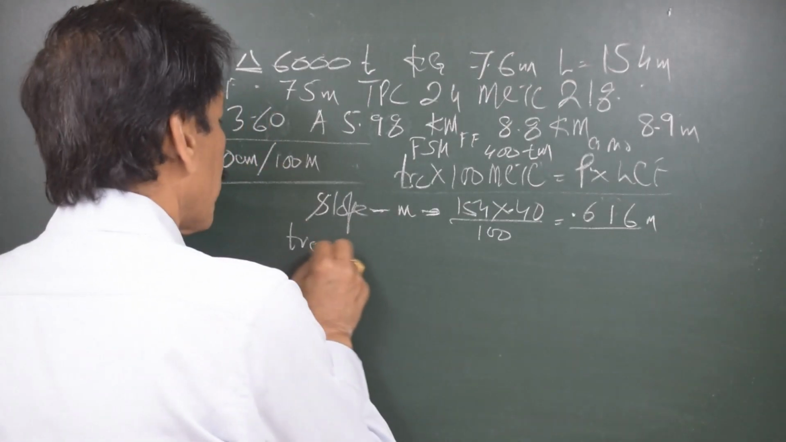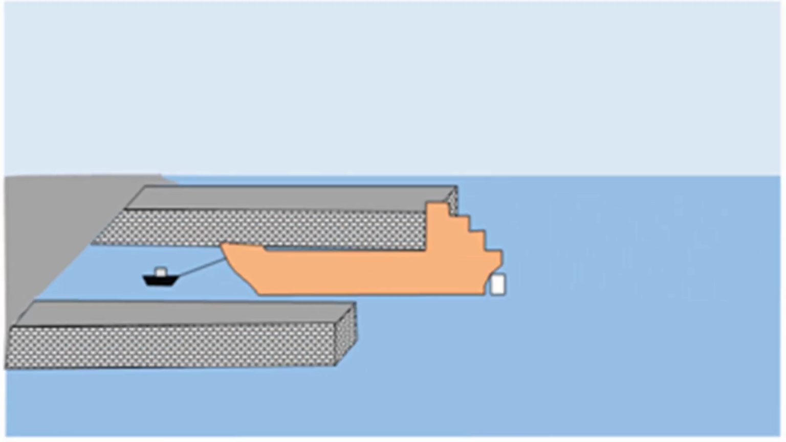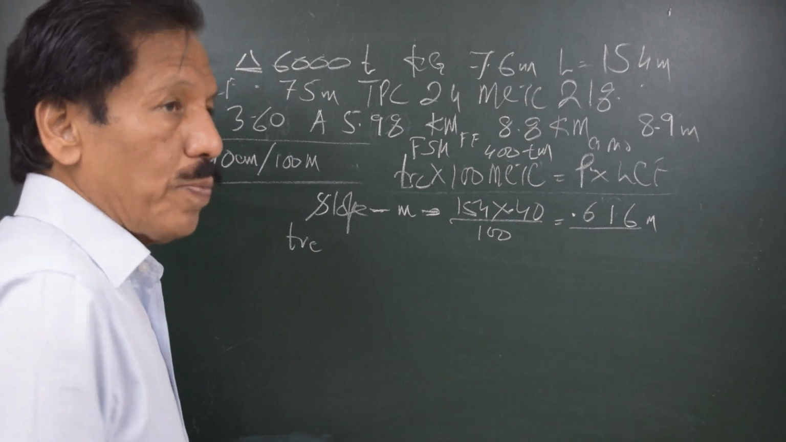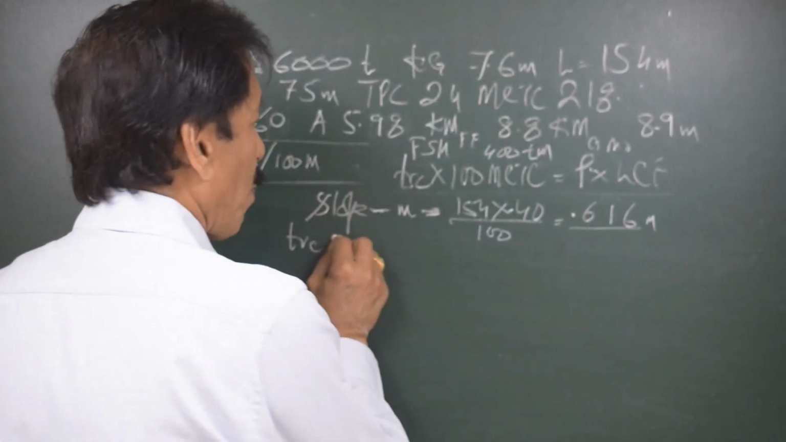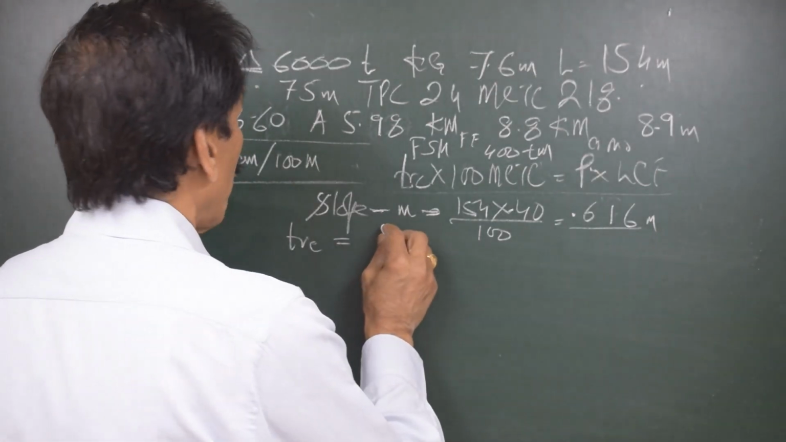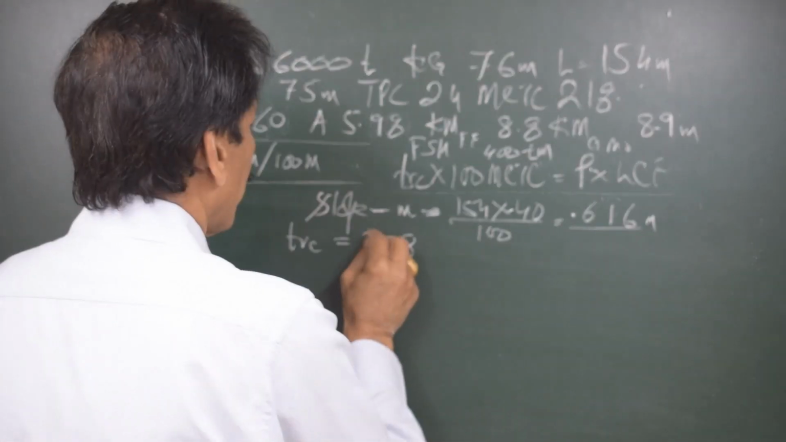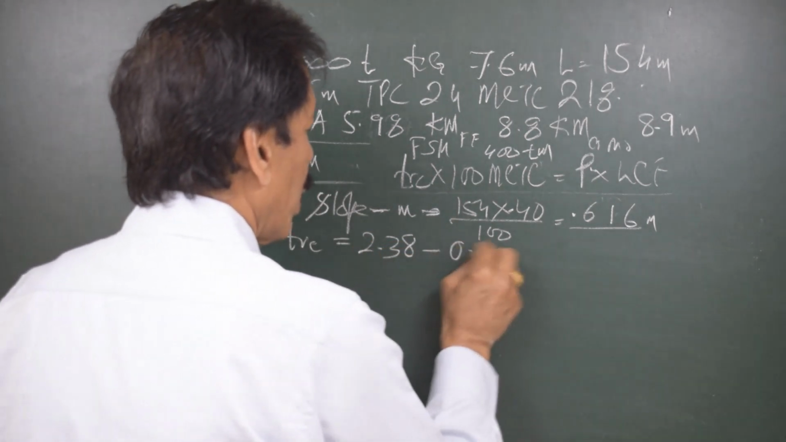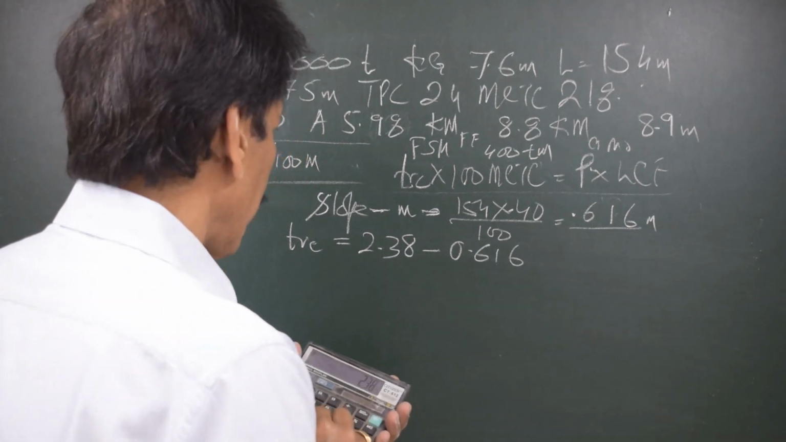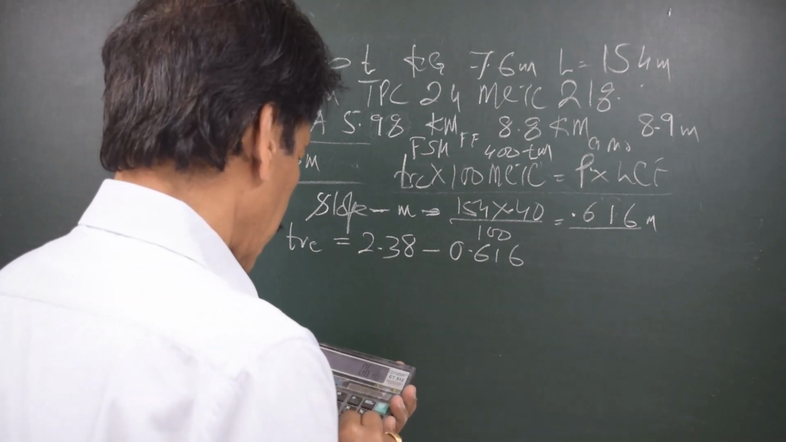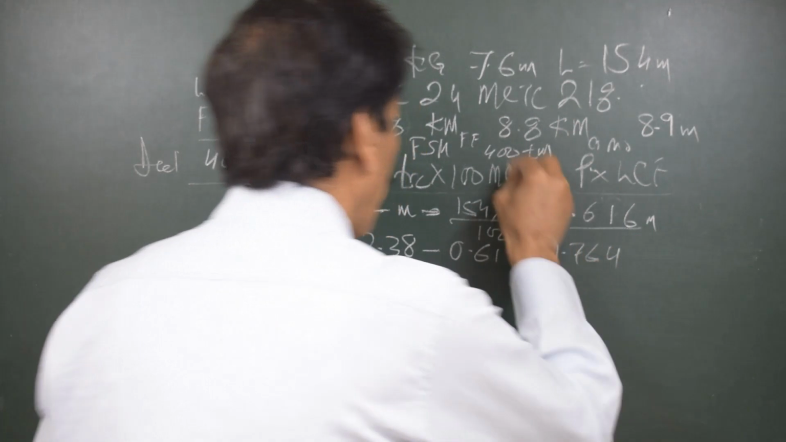This declivity is seaward and trim is also seaward because the ship is going to enter the drydock head first. When the declivity as well as the trim are of the same name, to find out the trim change, we subtract one from the other. So trim change is going to be 2.38 minus 0.616. This is going to be 1.764. We apply it in this formula.